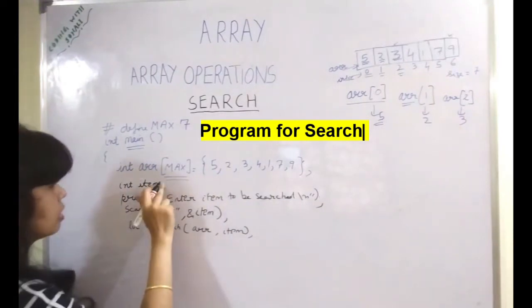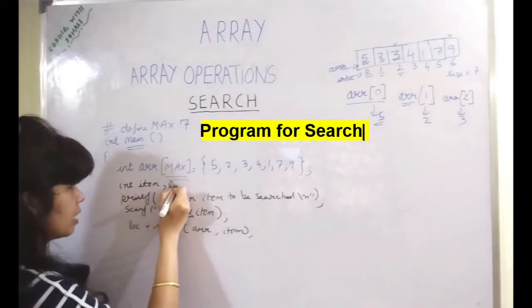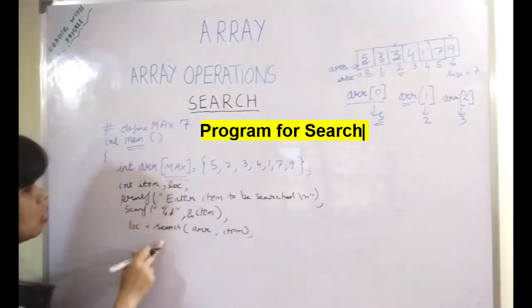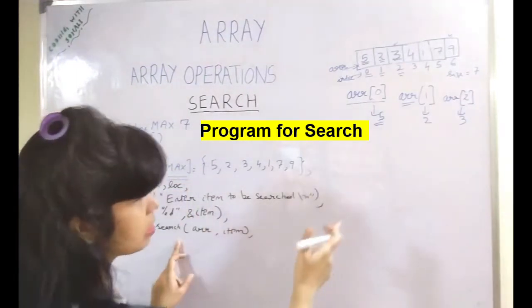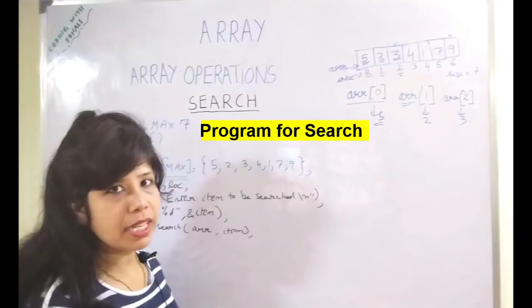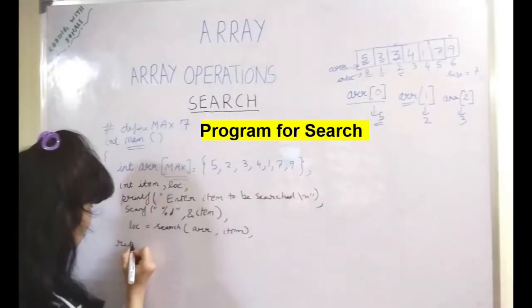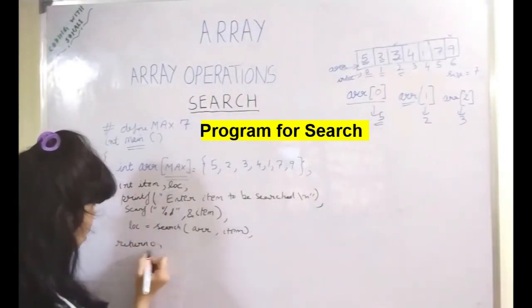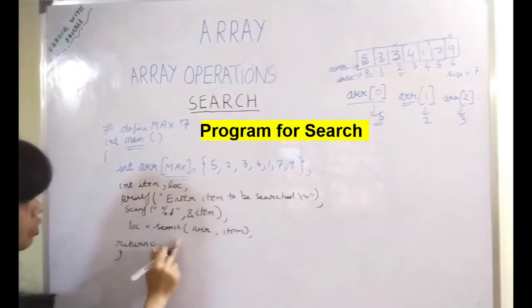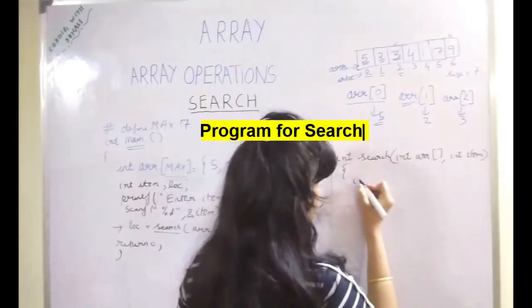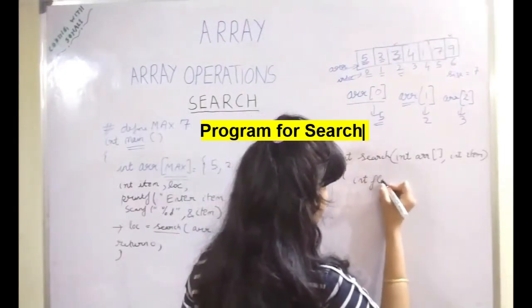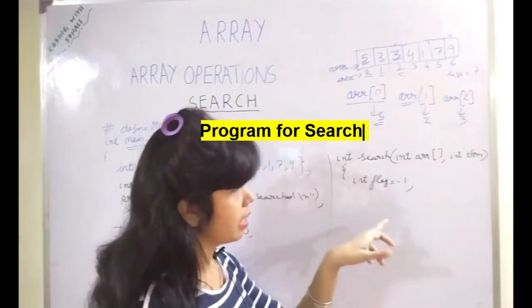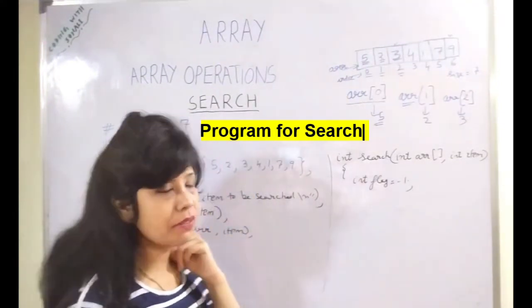Why have I written LOC? What is LOC? Before using it we need to declare it. It is of the data type integer. So in this search function we will return the index if that item is found, and return 0. Now let's see what the search function will have. I will simply take a flag. If it doesn't find that item in the entire array, I will simply return this flag.